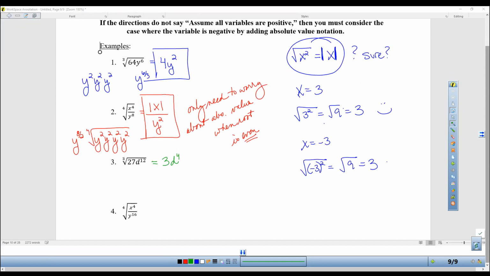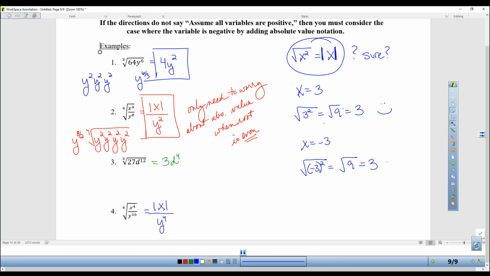And the last one, this is even, so I am going to have to worry about it. The fourth root of x to the 4th is x. But like I said, if you started with a negative, once you raised it to the 4th, it would become positive. And then when you took the 4th root, it would still be positive. So to account for that, we go like this. And the 4th root of y to the 16 is y to the 4th. And in this case, it's not necessary because y to the 4th is always going to come out to be positive.